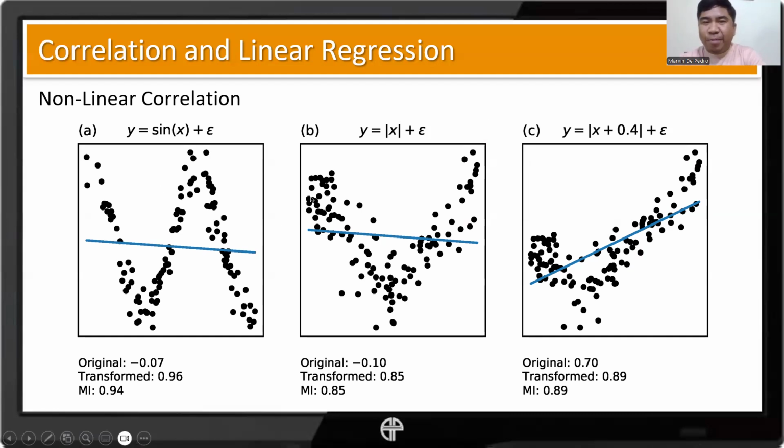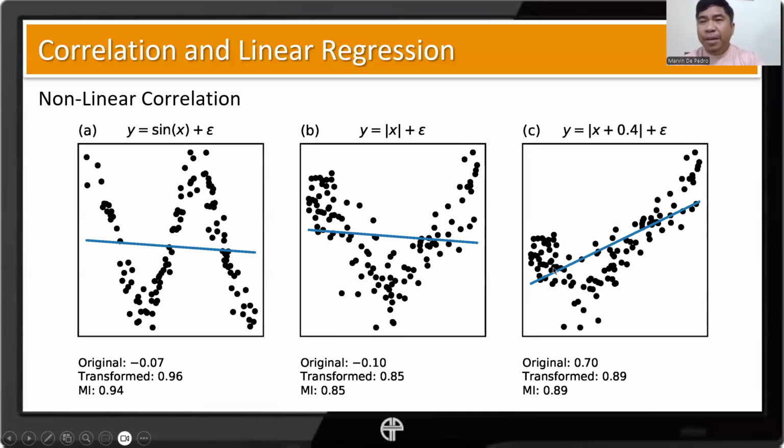Same with this one. This one appears to be an absolute function, so we can make use of that as our model and transform it from linear to absolute. From negative 0.1, it now becomes 0.85. If we have an absolute value here, a letter V, the R will be closer to 1.